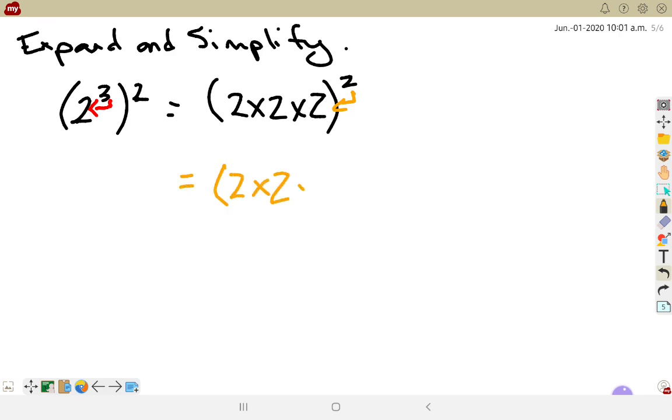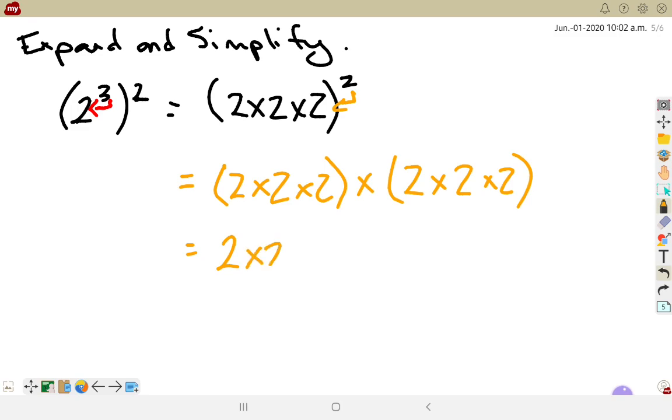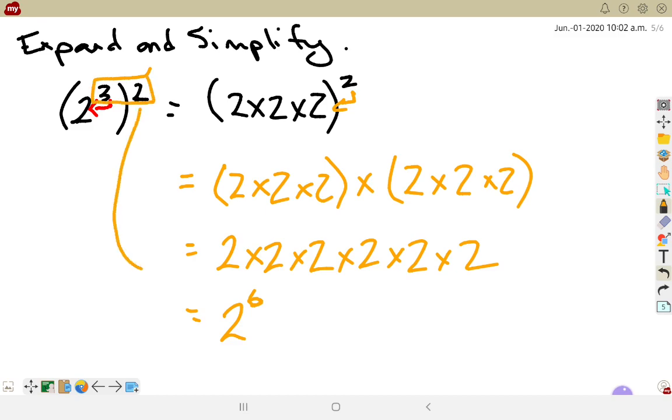So I'm going to have 2 sets of that set of brackets. I get 2 times 2 times 2 times 2 times 2 times 2. These brackets don't do anything now. I can remove the brackets since all that's happening is multiplying. When I remove the brackets, I'm multiplying a whole bunch of 2's together. There are now 6 of them all together. And you might notice that my exponents of 3 and 2, 3 times 2, give me that 6. If I multiply my 2 exponents together, I get that exponent of 6.